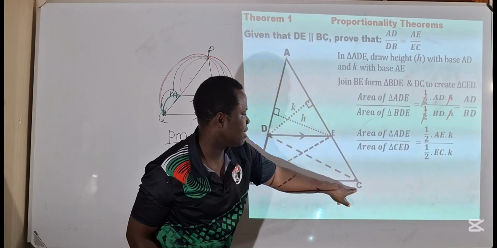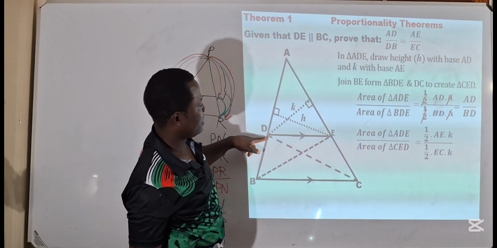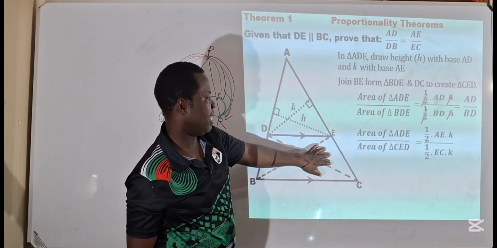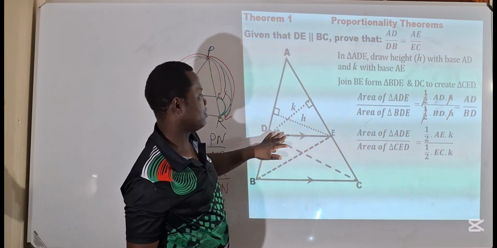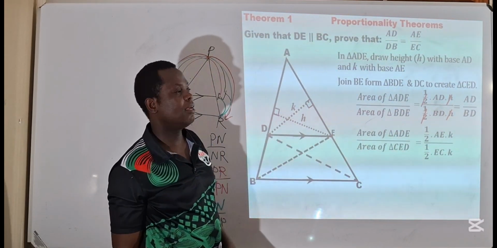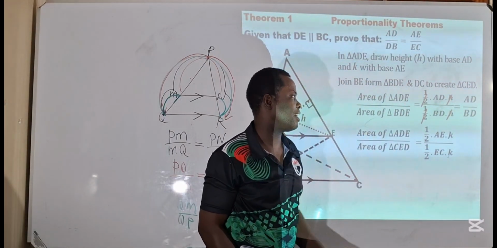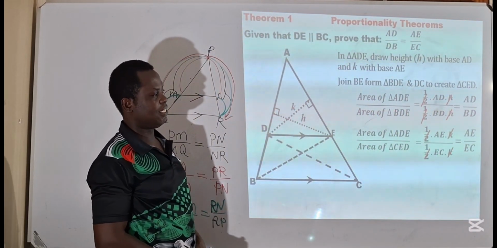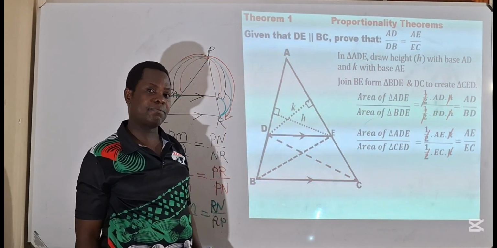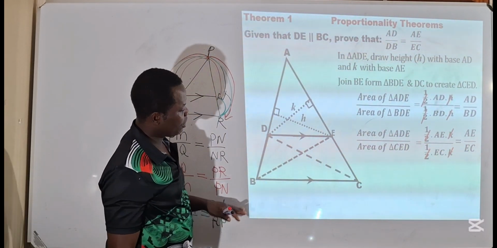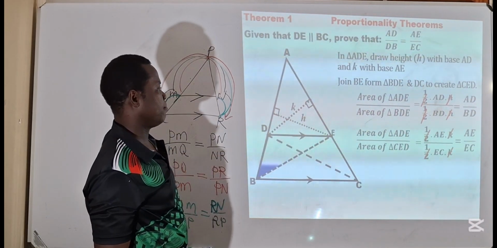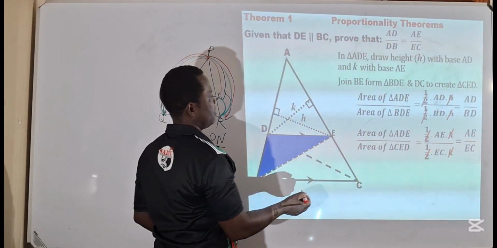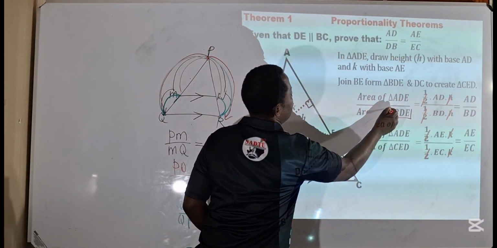Now, triangle CED has got the same height K as triangle ADE. So that means the area of the bottom triangle CED is going to be half times CE times K. Now the halves are divided, the K's are divided, and we get AE divided by EC as our answer for the next division. Then after here, we need to notice something that is happening at the bottom here. This triangle is the triangle that we have used as a triangle BDE.